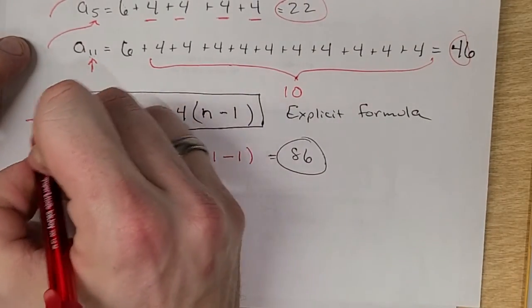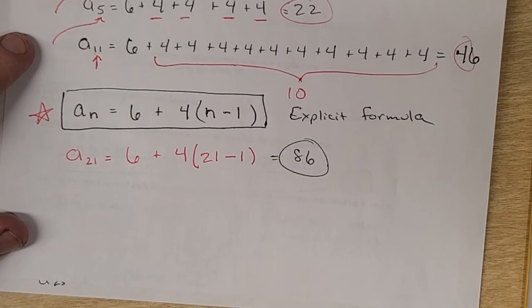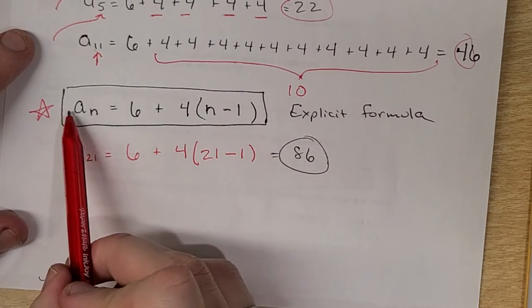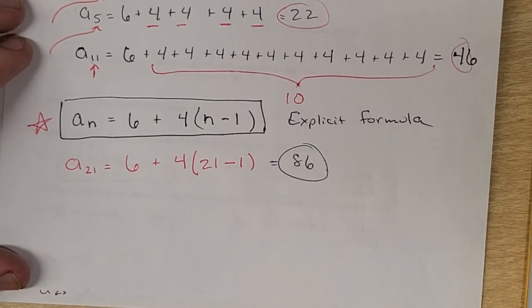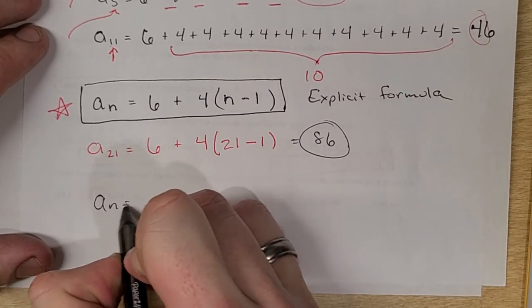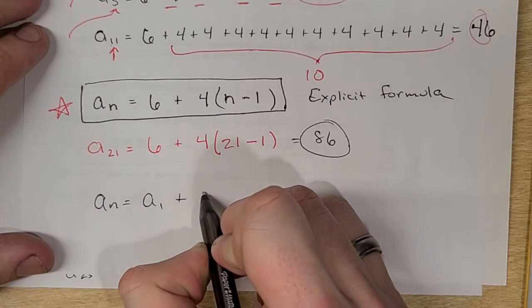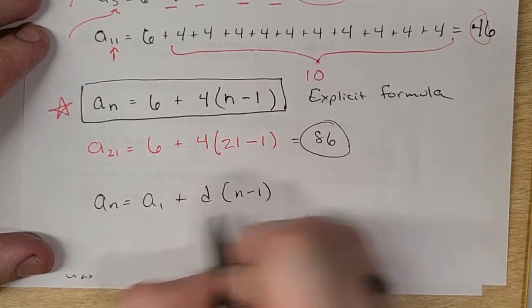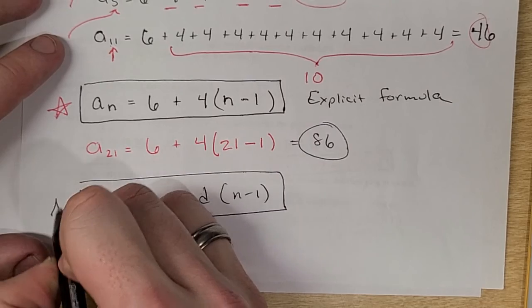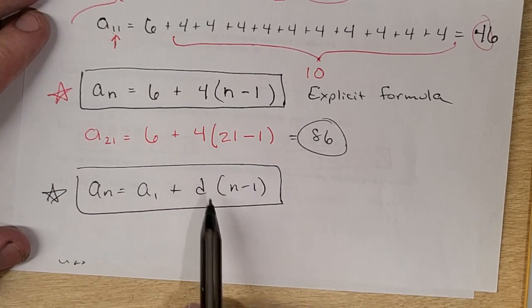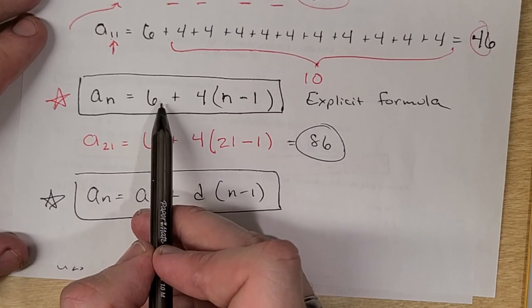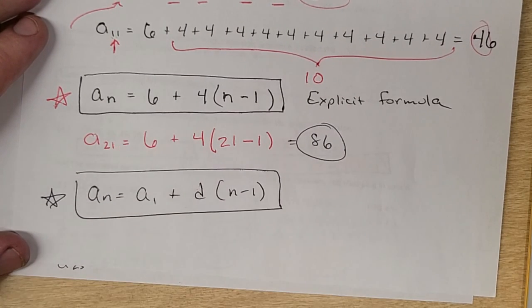And then lastly, the explicit formula. This is something you're going to want to know, although you're going to be able to use your notes on all your assessments, so whatever. A sub n equals your first term plus your common difference times n minus 1. This is the vague one that you can use as your template, and the other was a specific example for a specific arithmetic sequence.